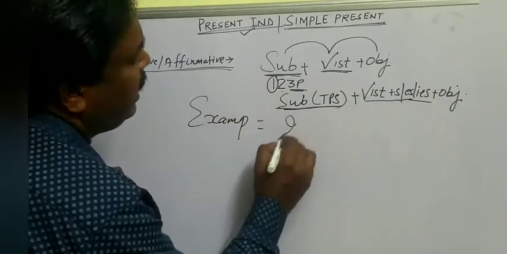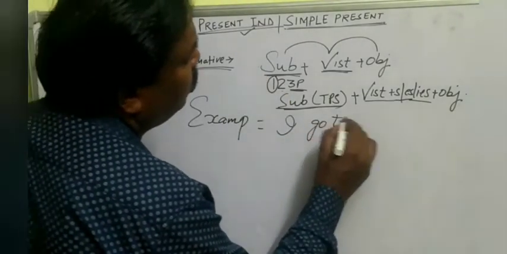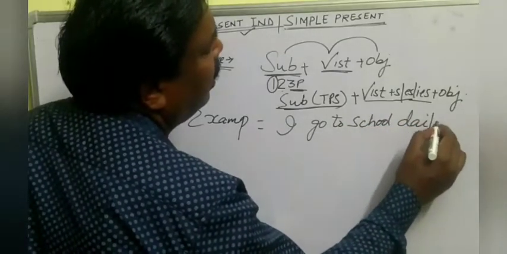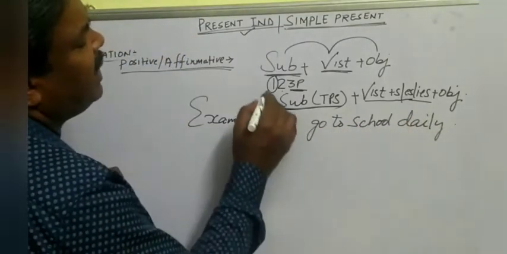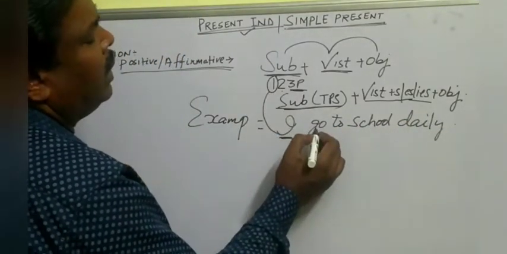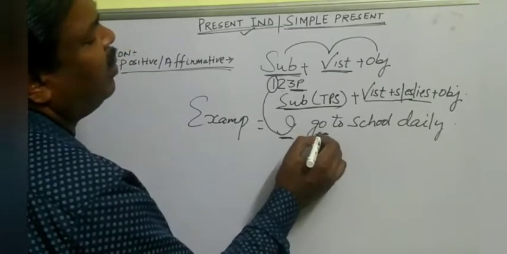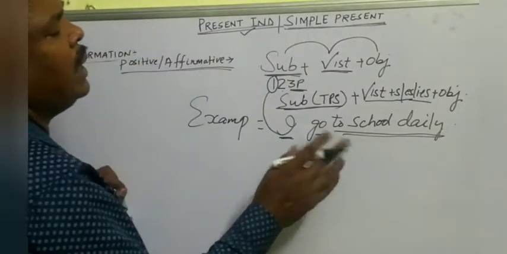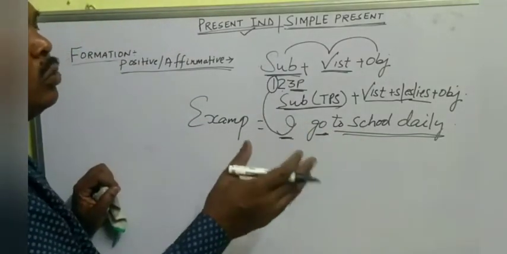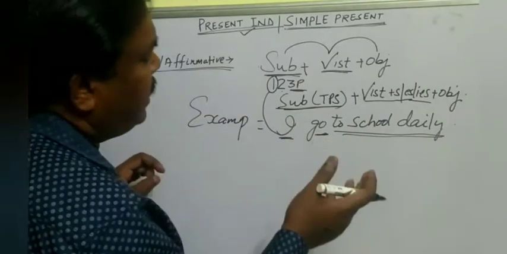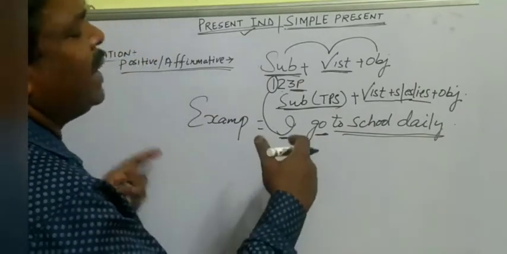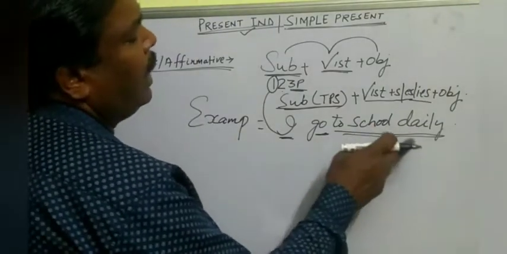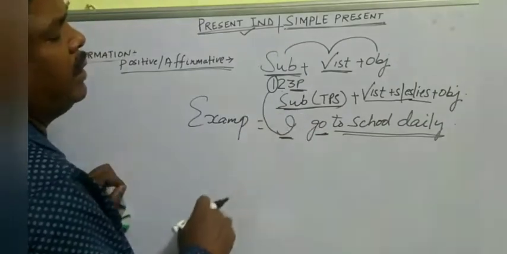First one, I go to school Delhi. Here the subject is first person, so we used go, the first form of verb. Here, to school Delhi is not object. These are the words that are used to expand the sentence. Is it clear? To school Delhi is not object here.